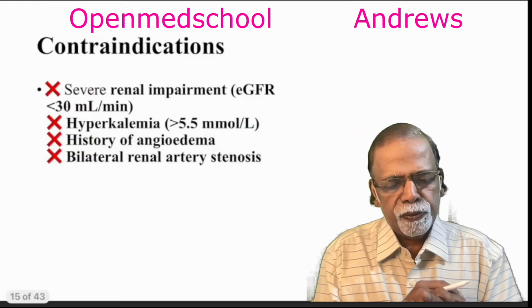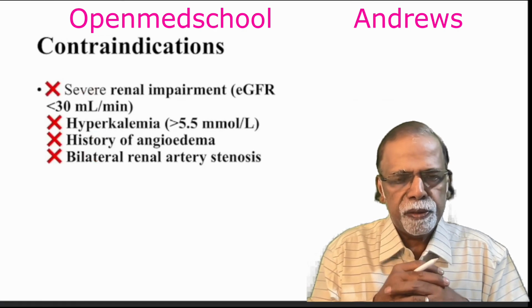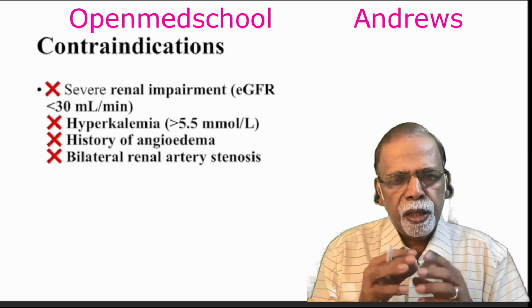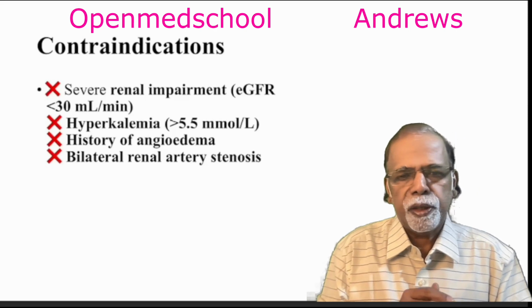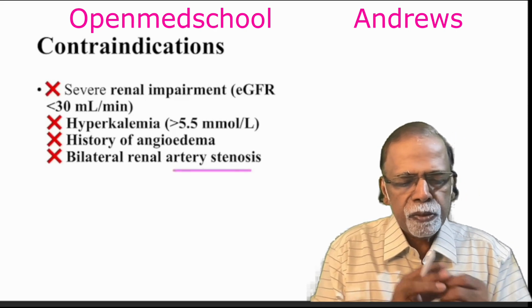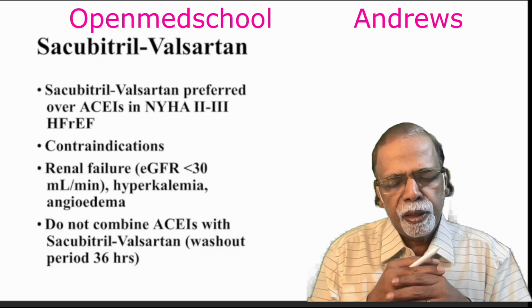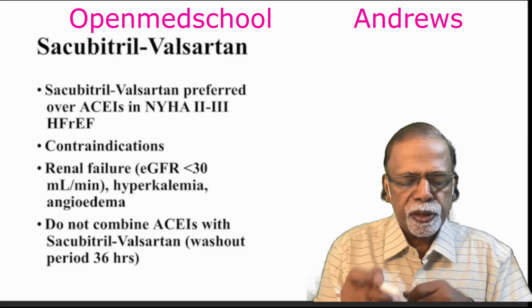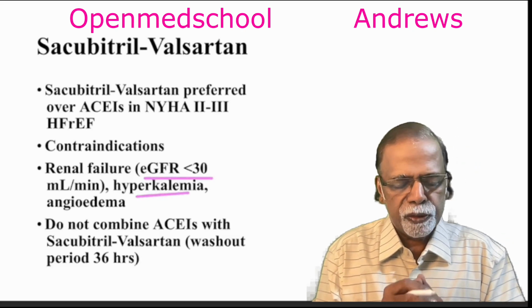What are the contraindications? Severe renal impairment, eGFR less than 30 ml per minute. You preferably don't use it. Hyperkalemia, serum potassium more than 5.5, again is a contraindication. With a history of angioedema, ARNI should not be given. And with bilateral renal artery stenosis, again, you should not give. Sacubitril valsartan is preferred over ACE inhibitors and ARB in NYHA class 2 and 3. The contraindications I have already mentioned: eGFR less than 30, hyperkalemia and angioedema. Always remember this.